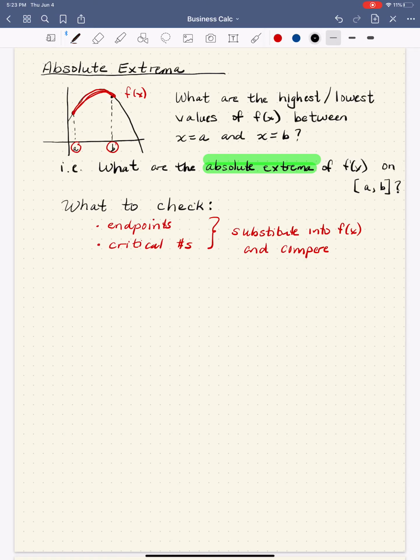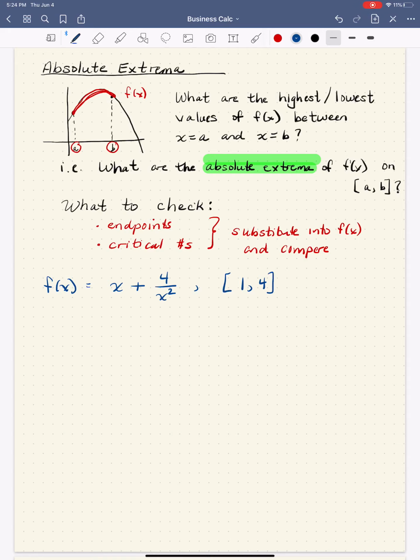So what we're going to do is look at a function. Let's look at f of x equals x plus 4 over x squared. And let's say we're on the interval 1 to 4.